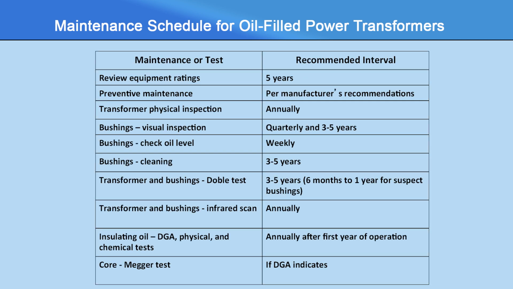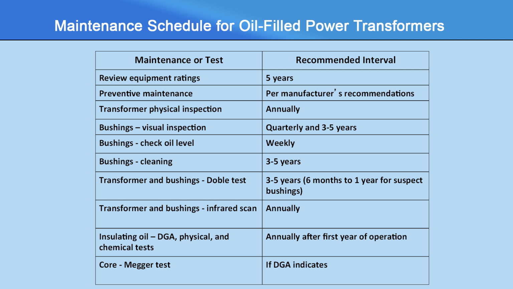The maintenance schedule for oil filled power transformers includes the review of equipment ratings performed every 5 years, preventive maintenance as per the manufacturer's recommendation, and transformer physical inspection, which is performed annually. For bushings, the test performed is the visual inspection, which is performed quarterly or between 3 to 5 years. Next check for the bushings is the oil level check, which is performed weekly. Next test for bushings is the cleaning of bushings, which is performed every 3 to 5 years.